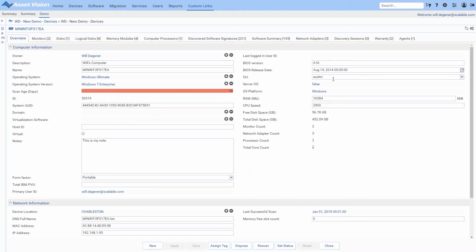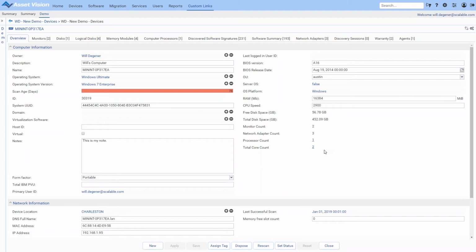And if we can plug into Active Directory, we can even get that information from Active Directory. Which OU does this belong to? Which again allows you to subdivide your reports and make sense of your customer data. Show me my machines by logical unit, effectively. Whether it's a server or not, how much RAM, CPU speed, processor count, total core count.